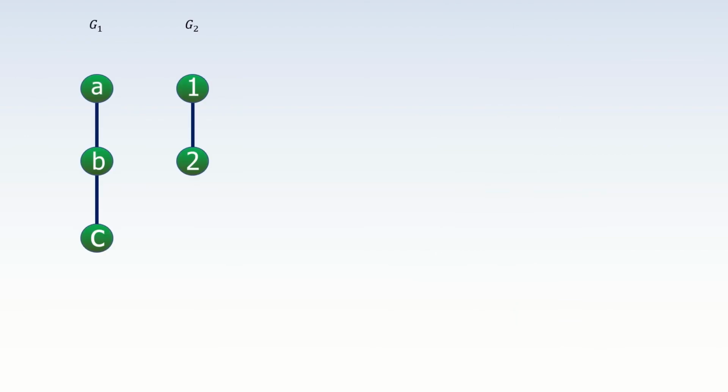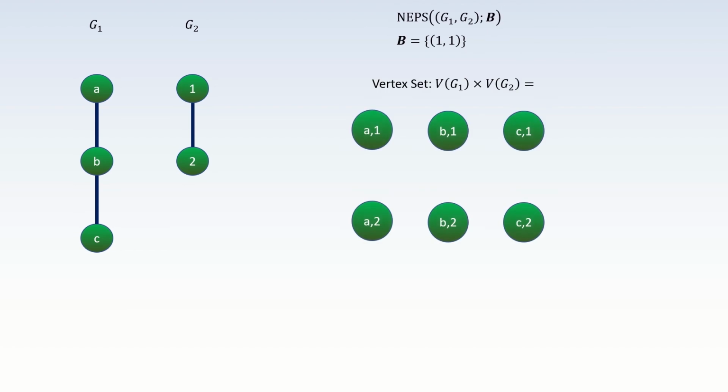This time, let's operate on two graphs only. Suppose these are our G1 and G2, and our basis is this. Next, find the vertex set. Now examine our basis. We only have a single acceptable distance vector, 1, 1. Vertices with adjacent first elements, or letters, and adjacent second elements, or numbers, will have this distance vector, and will therefore be adjacent in the NEPS graph.